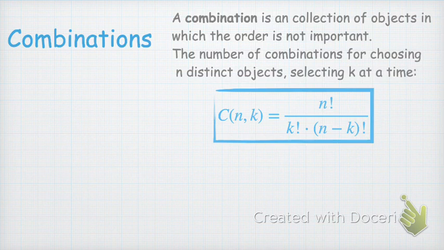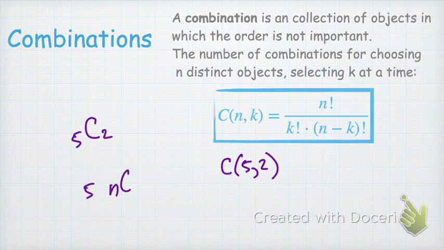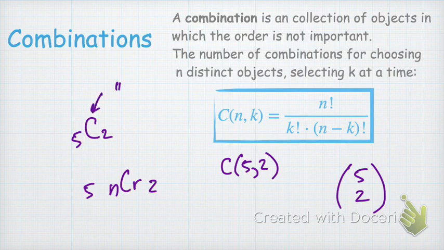It also has a symbol and a formula, and so it uses C instead of P, and so that question would be C5-2. I've seen it written like this, 5C2. I've seen it written 5NCR2. I've even seen it written like this, because combinations are so popular. So out of 5, how many ways are there to choose 2 of them? So sometimes this C is pronounced choose, by the way. So out of 5, choose 2, if you hear me say that.